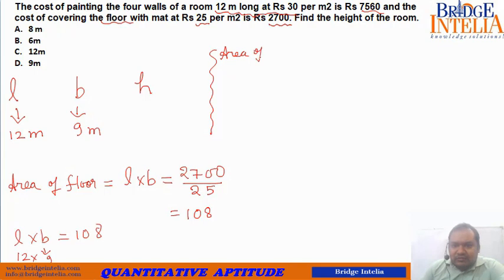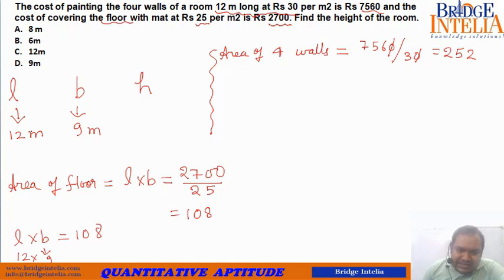Area of 4 walls must be equal to total cost, which is 7560, divided by the rate per unit area, 30. So this must be the area of 4 walls. This comes out to be 252.